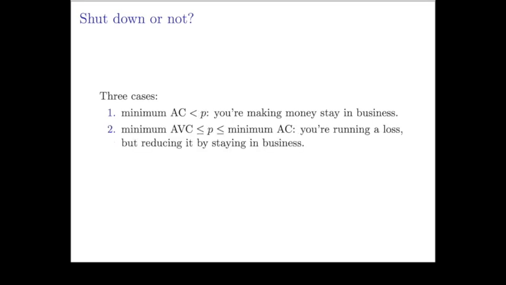In the second case, the price is between the minimum average cost and the minimum average variable cost. Remember, the average cost is always going to be higher than the average variable cost. And that's because the average cost includes the fixed cost, but the average variable cost doesn't. So in the second case, the price is between average cost and average variable cost.